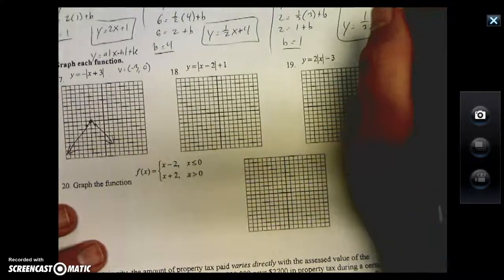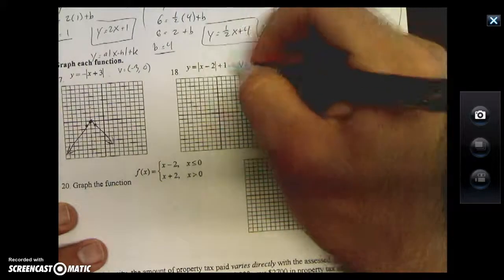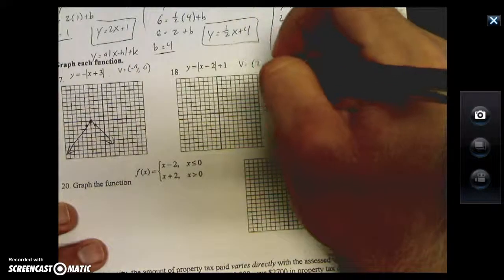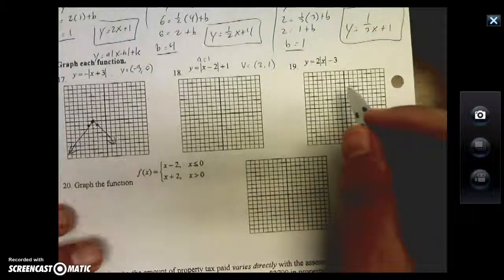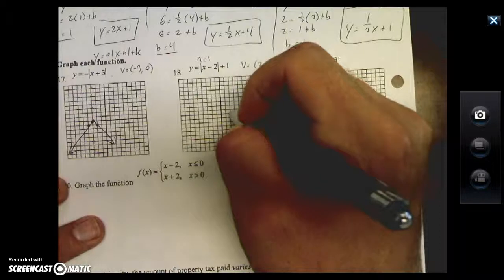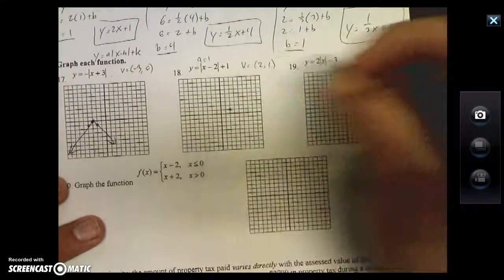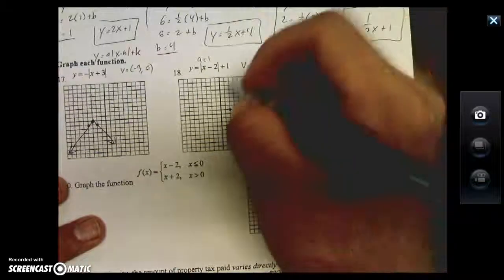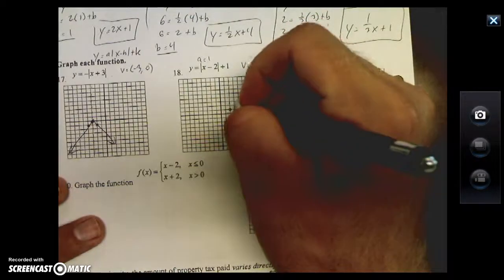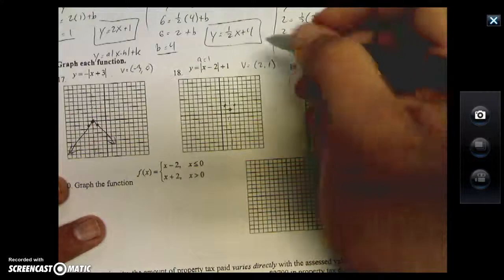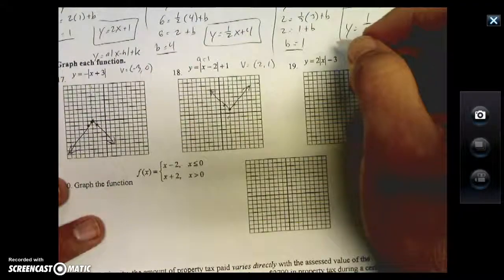18, y equals absolute value of x minus 2, plus 1. Vertex, opposite on the inside, same on the outside. So 2, 1. And my a is the number out front. If there is no number, your a is 1. So vertex is 2, 1. To the right 2, up 1. My slope is 1, so up 1 over 1. Draw your line of symmetry if you need to. Flip it across it. Play connect the dots. Give yourself a high five.